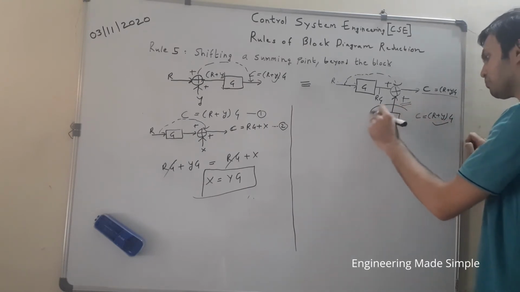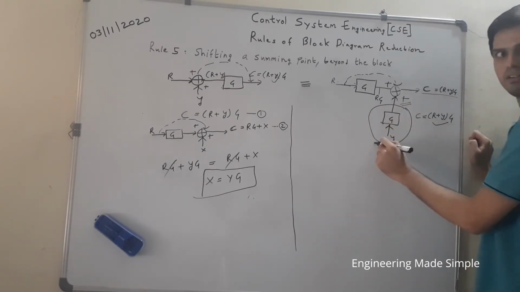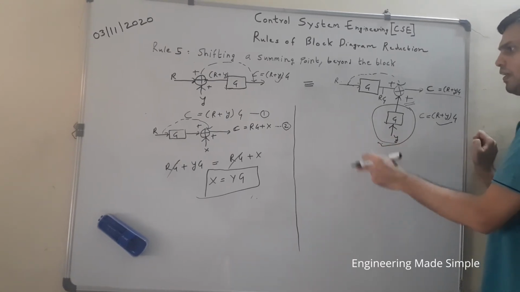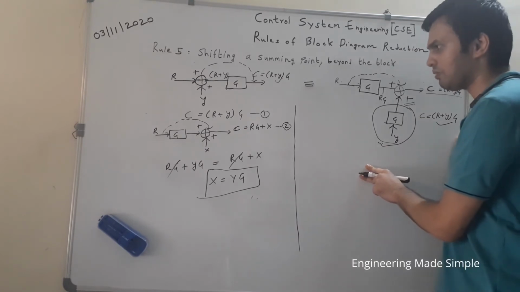Now how did I come to know that I need to multiply this particular gain block to this signal Y at the summing junction? For that I will show you the simple thing which we have done.